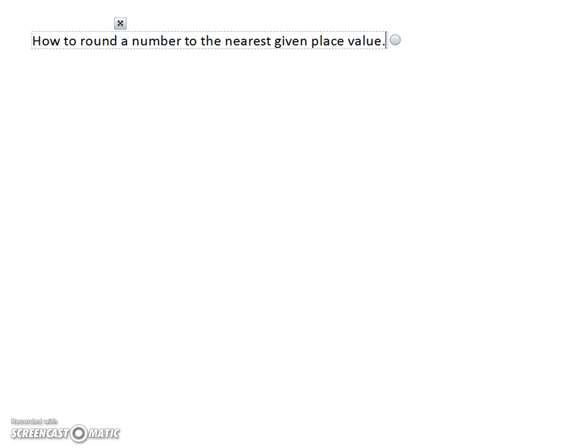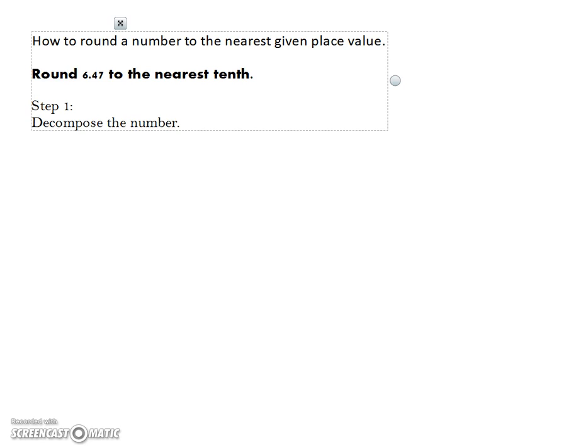Today we're going to talk about how to round a number to the nearest given place value. Let's work with the problem of rounding 6.47, or 6 47/100, to the nearest tenth. The first thing that you're going to need to do is to decompose the number.